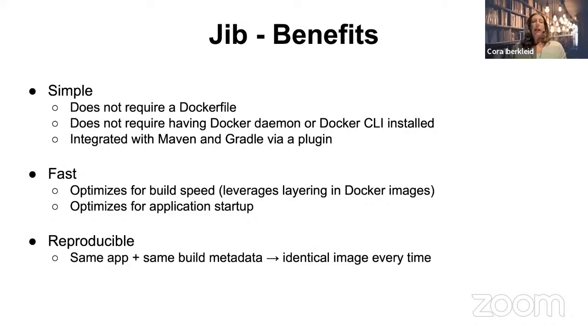You can build an image with Jib several times, and it's going to come out with the same digest. It's reproducible, meaning that if you rebuild the image, it has the same SHA, right? With the same code and the same configuration, I guess.